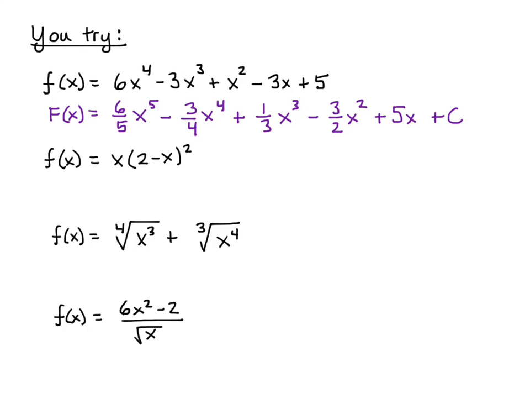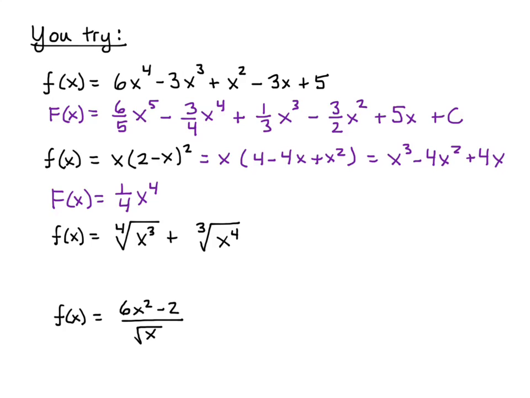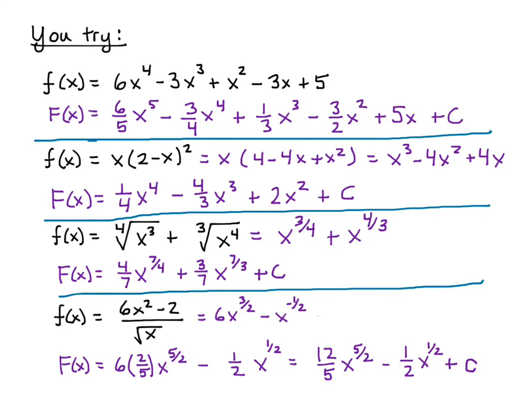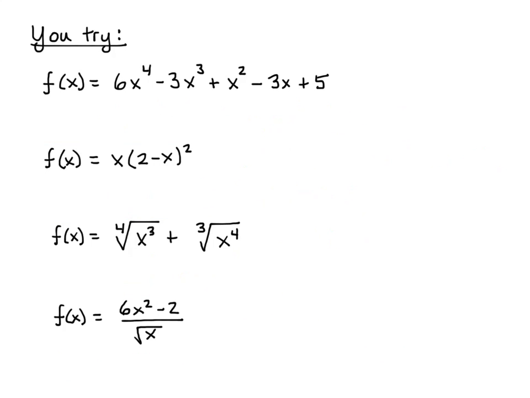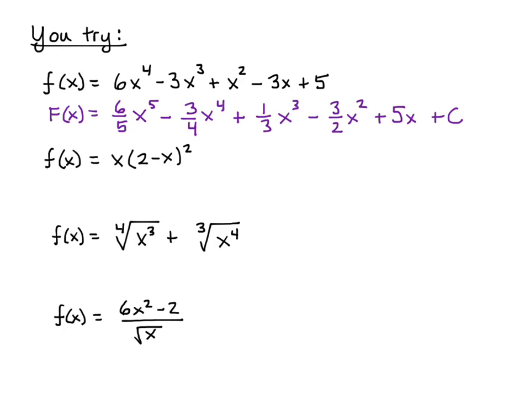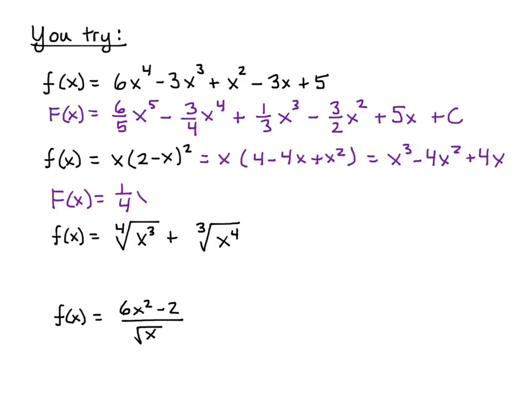Let's compare it with what I got here. First step, of course, is to expand it. And then once you've expanded it, you do it term-wise. And so the first one, we get 1/4 x to the 4th. And then the second term is 4/3 x cubed plus 2x squared plus c. Okay?